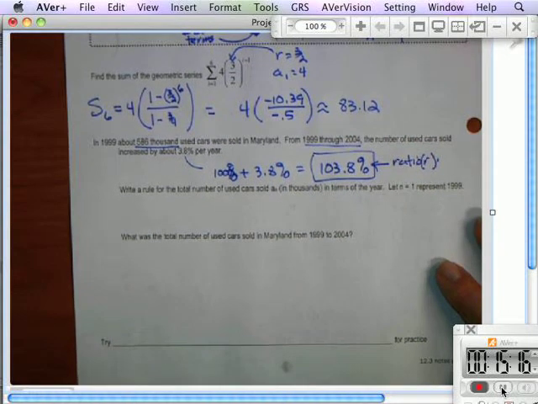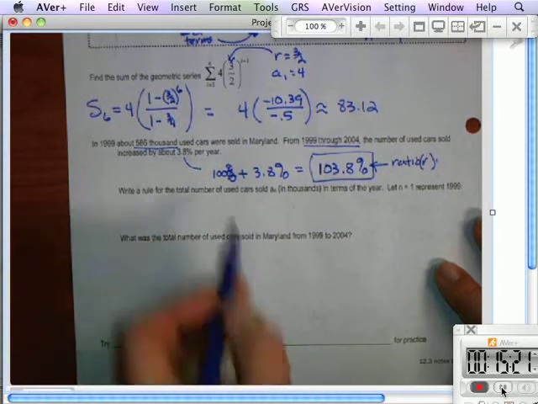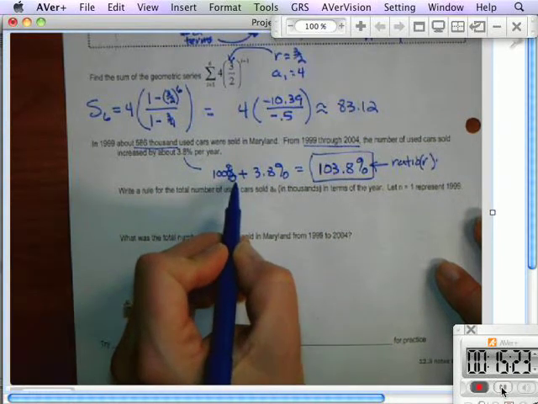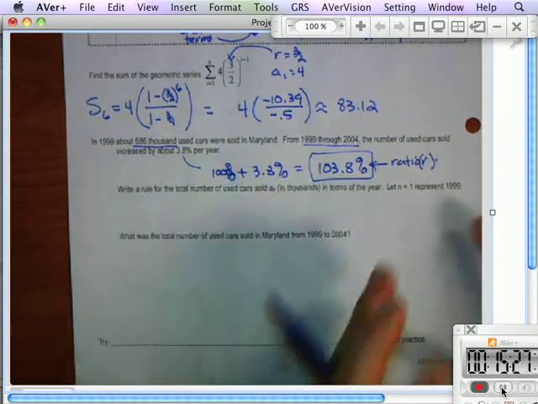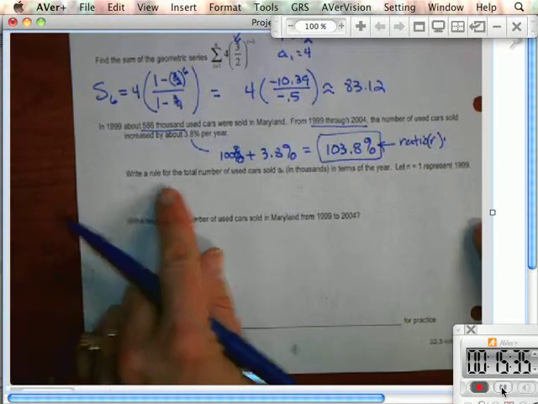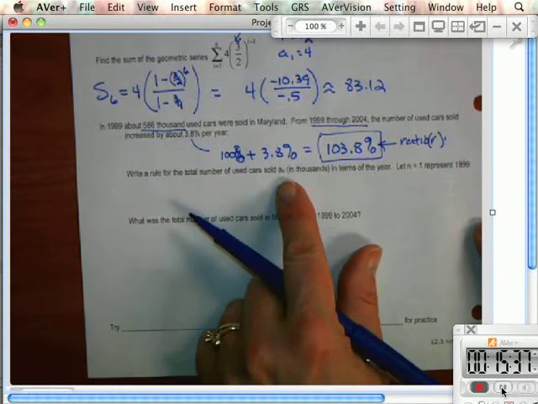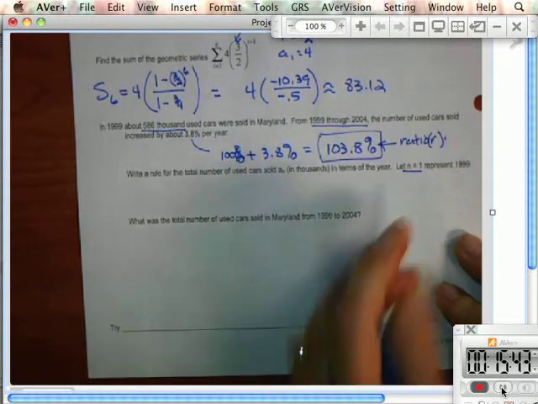This is 100%. I know it's ugly, sorry. So this is going to be my r. Every year, if I multiply by 103.8%, I can guess how many cars I'm going to sell the next year. All right, so write a rule for the total number of used cars sold, A of n, in thousands, in terms of the year. Let n equal 1 and represent 1999.